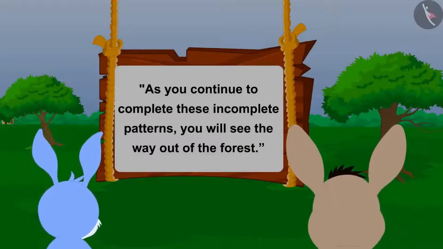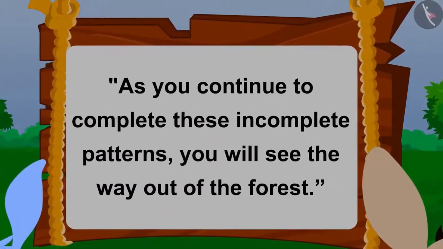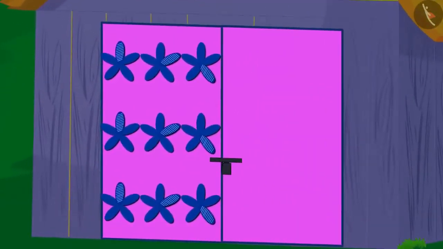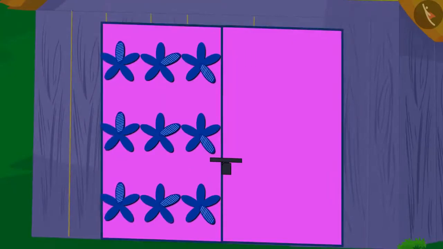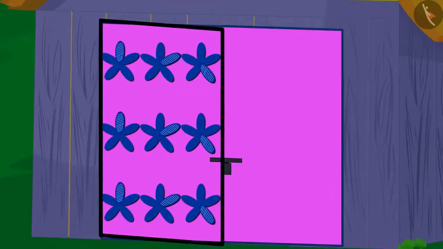Bhola and Bunny saw this board. It is written on the board, "As you continue to complete these incomplete patterns, you will see the way out of the forest." At first, Bhola and Bunny saw such a pattern on the door of a house. Here, only one door has a pattern.